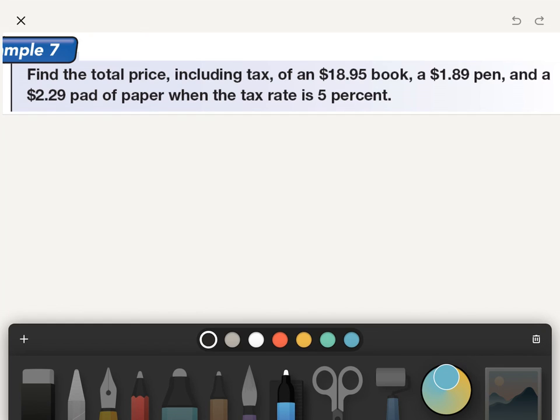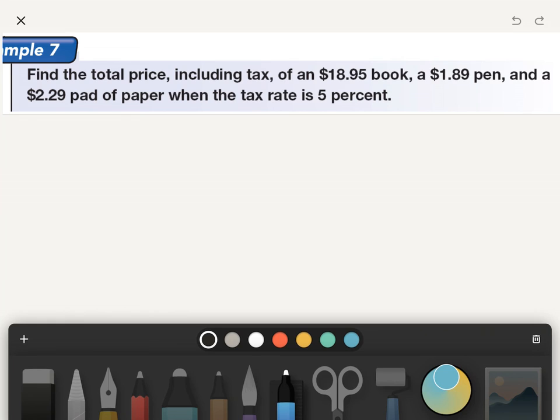Essentially, this is the same problem, except there's one little difference. To find the total price including tax of an $18.95 book, a $1.89 pen, and a $2.29 pad of paper when the tax is 5%? Well, you do the same thing: you would get 5% and add it to the total price.